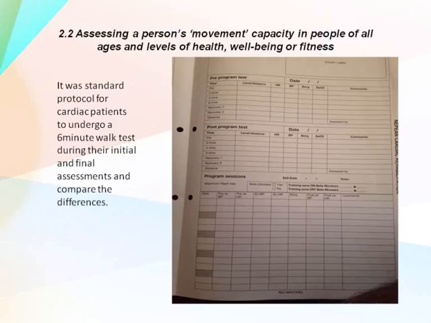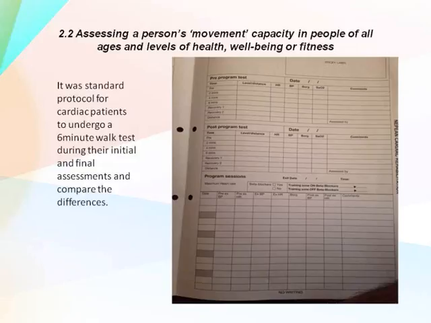Scope 2.2 is assessing a person's movement capacity in people of all ages and status. For this, I have chosen the 6-minute walk test. It was standard procedure for patients to give their consent and participate in the test after their initial or final assessment. Prior to starting the test, the patients were equipped with a pulse oximeter which allowed readings of their heart rate and oxygen saturation.